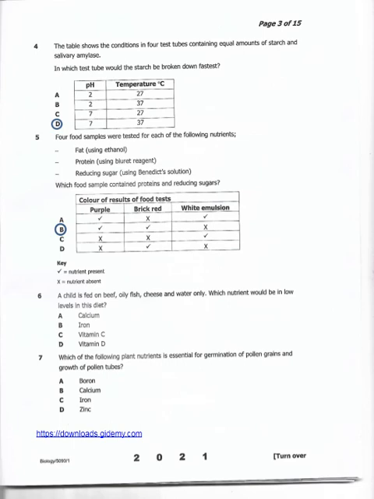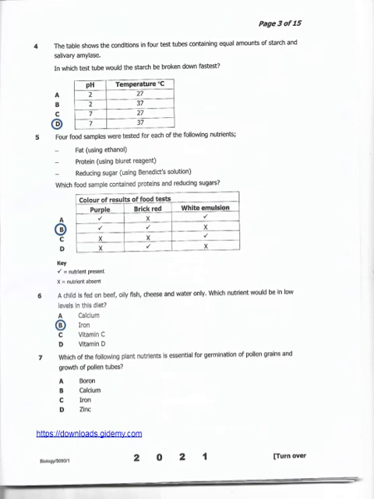Question 6. A child is fed on beef, oily fish, cheese and water only. Which nutrient will be in low levels in the diet? So here the answer will be iron, because we don't have liver, and liver is rich in iron.